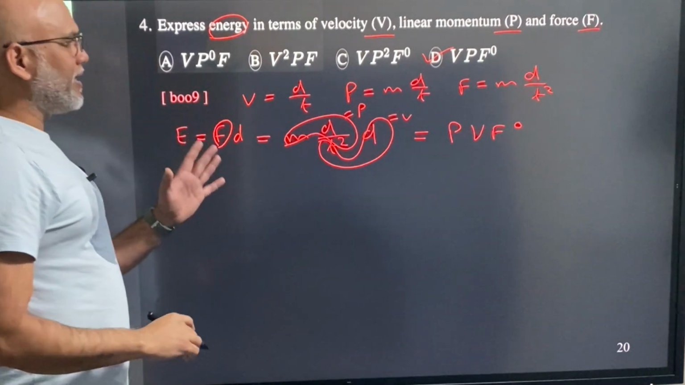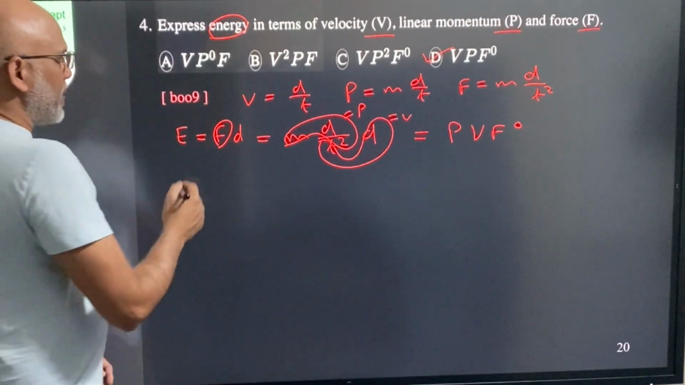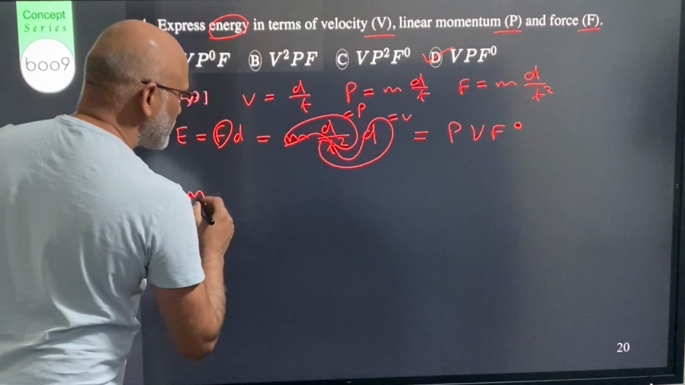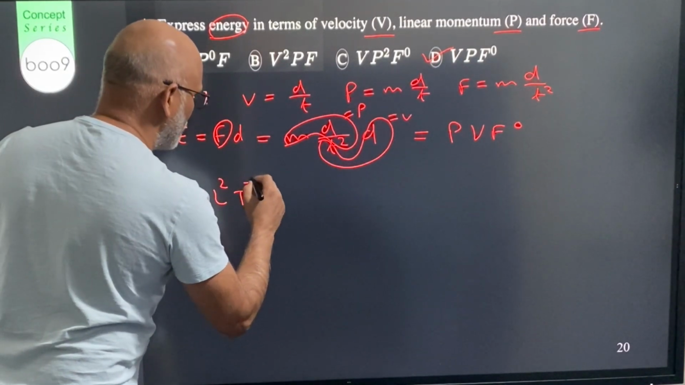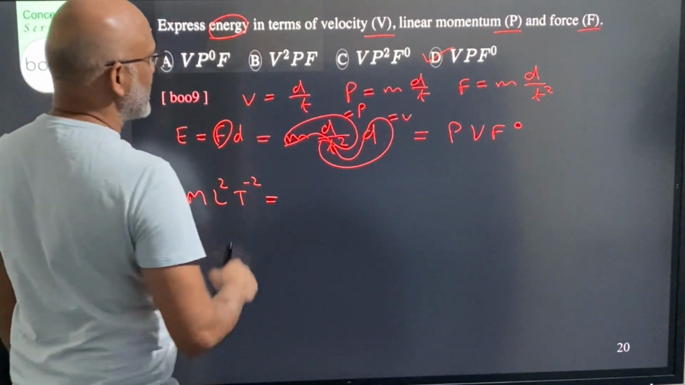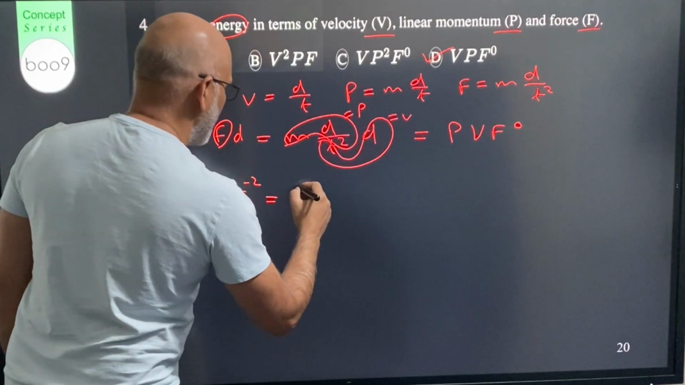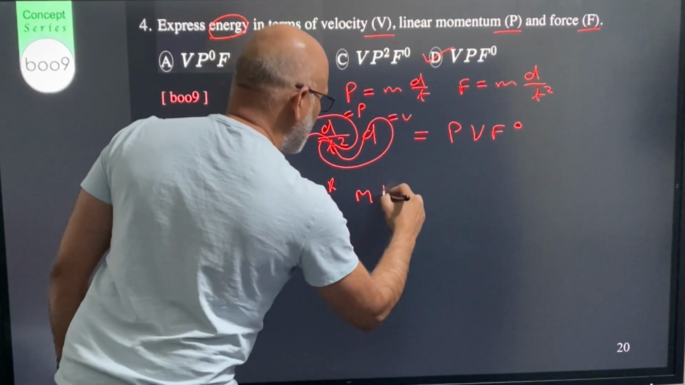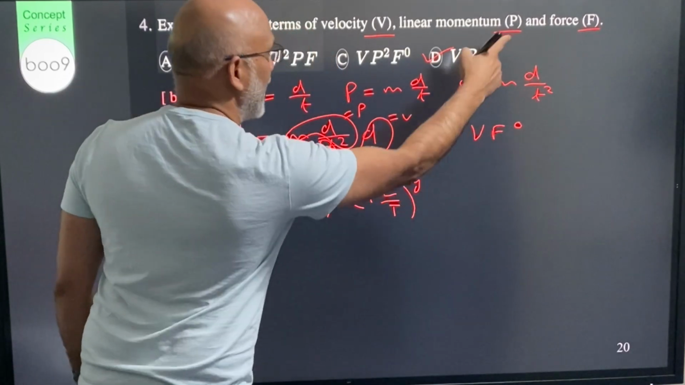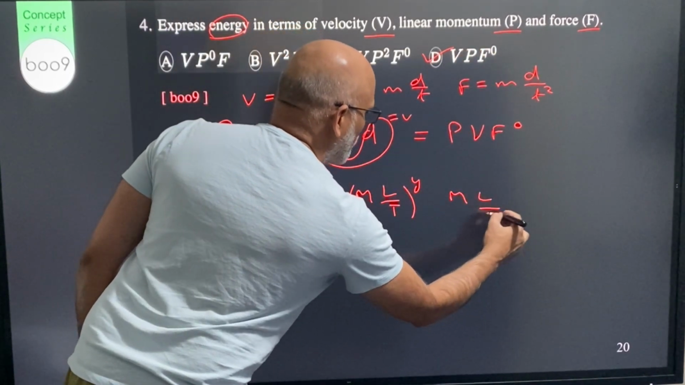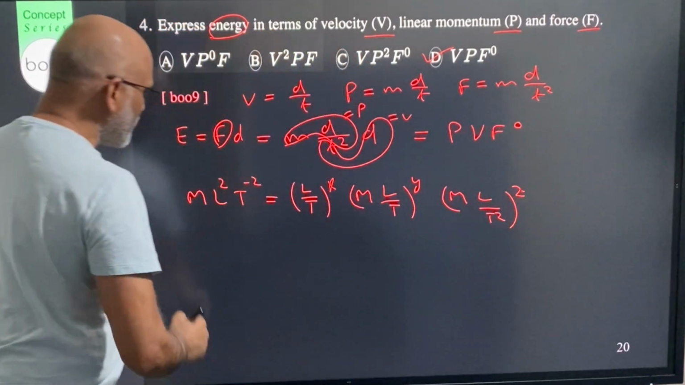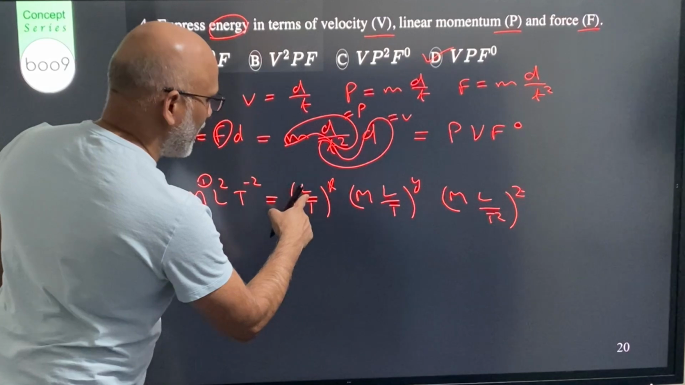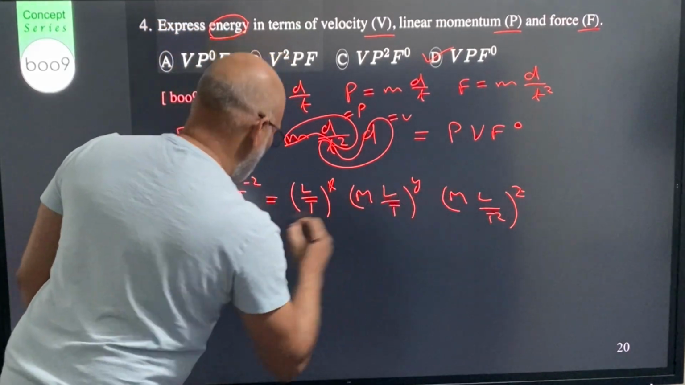All right, we can also try it in the normal approach and see if we get the same answer. So let me express energy in terms of mass, length, and time. So that is going to be mass length square and t to the power minus 2, and we want to express this in terms of velocity. Velocity is going to be distance over time to the power x, and then linear momentum is mass distance over time to the power y, and then force is mass distance over time square to the power z. Okay, now I equate the powers. Mass to the power 1 here, so this 1 is going to be there is no mass here, this is y plus z.